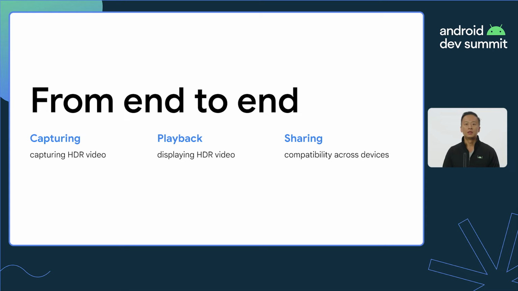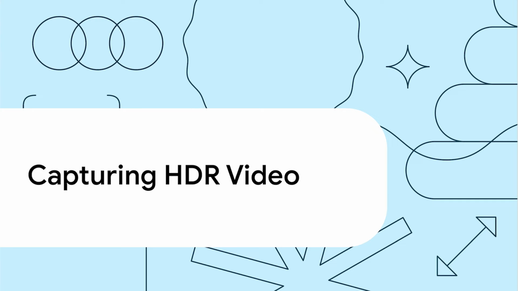HDR allows you to capture media with more color and contrast accuracy due to the fact that more data can be represented. In the remainder of this tech talk, we'll go through how to capture, playback, and share 10-bit HDR video on Android. Let's talk about capture.